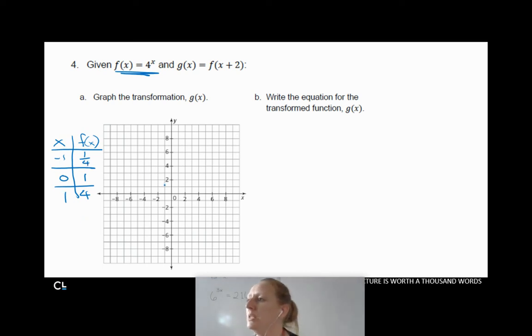And I can plot these points: 0, 1, and then -1, and it only goes up to 1/4. Wow, I didn't even make it up halfway. And then 1 all the way up to 4. And again, if you wanted to plug in another point, if you plug in a 2, 4 to the 2nd power is 16. I guess I'm not going to plug in a 2 because that doesn't even fit anymore.